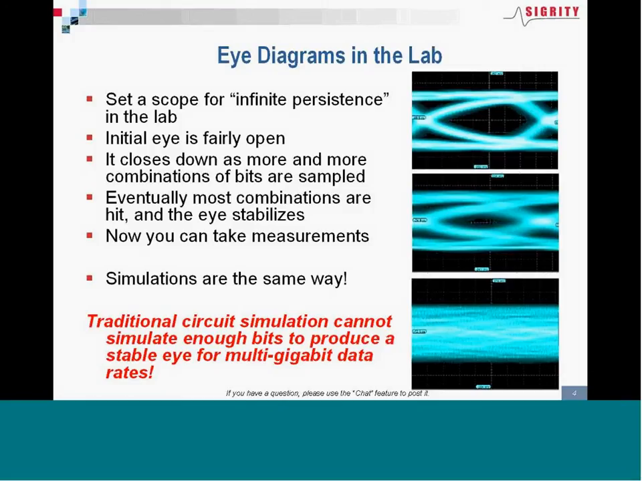So what we found, traditional circuit simulations just can't simulate enough bits to produce a stable eye for these types of multi-gigabit serial links. Okay, so this is one of the unique requirements that you run up against when you're looking at serial link applications, is you simply need a way to simulate a lot more traffic than you're used to doing.